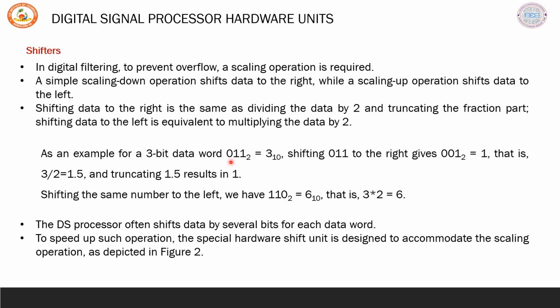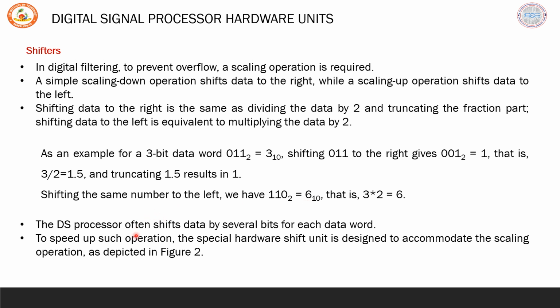Now, if the same number is shifted to the left, then we will get the number 110. So 0 is inserted in the empty position on the right. The equivalent of that in decimal is the value 6. Now, this is the same as taking the value 3 and multiplying it by 2.